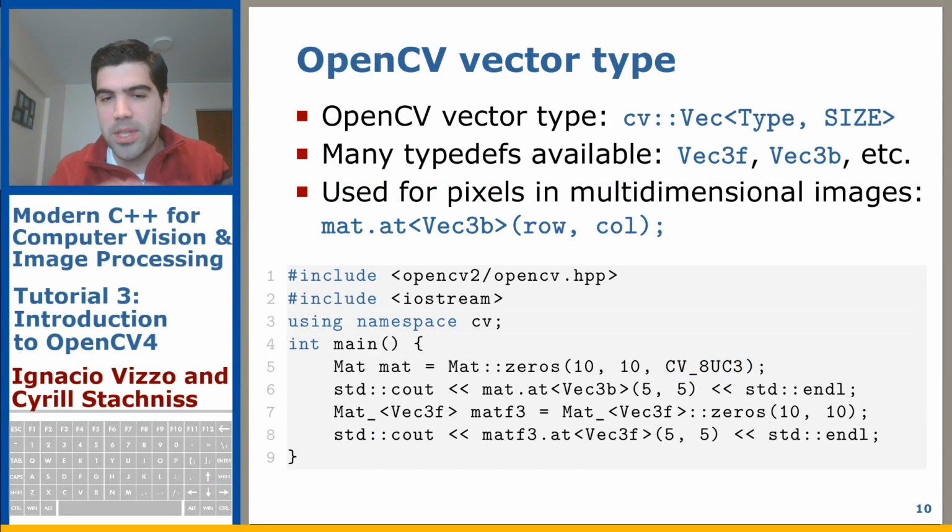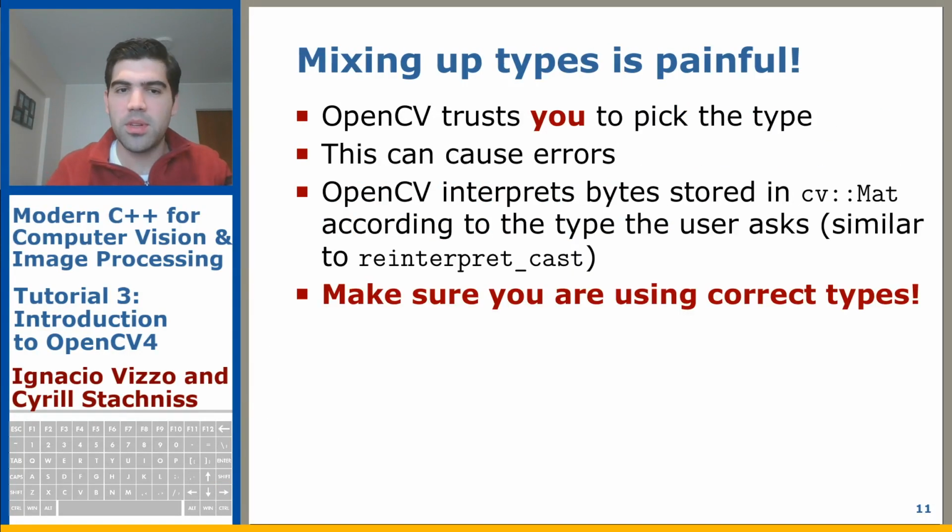So there is also a vector type. Here's an example. We will skip this, and the last warning is that mixing up types is painful. OpenCV again trusts you to pick the right type, and this can cause errors if you don't use it correctly. OpenCV interprets bytes stored in CV mat according to the types that the user asks. Basically, inside the CV mat there will be an array full of data, and depending on which type you say you're using, it will give you the information in this array.